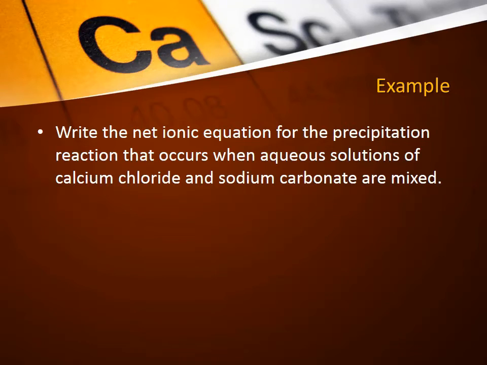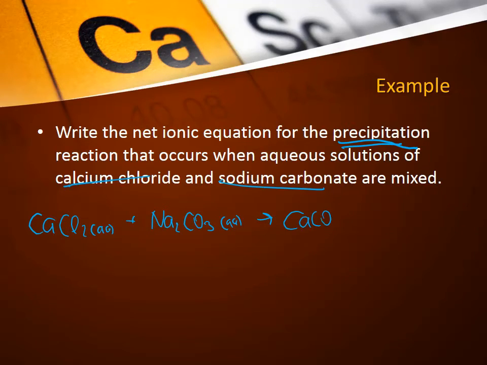So let's do a net ionic equation for the precipitation. Hey, look, one of them is going to precipitate. That occurs when aqueous solutions of calcium chloride and sodium carbonate are mixed. All right. Calcium chloride plus sodium carbonate are mixing. Hopefully you notice this is a double replacement reaction. If you see the word precipitation, generally you're going to have a double replacement. That means we've got calcium carbonate, I don't know what state it's going to be, plus 2 sodium chloride.